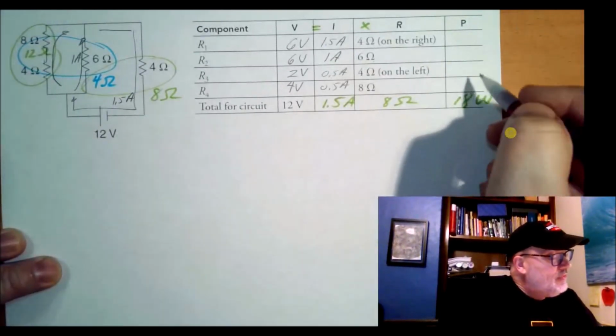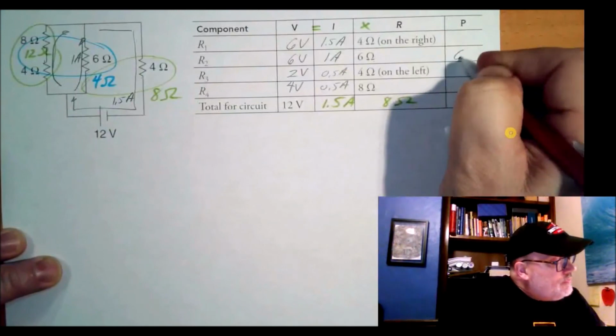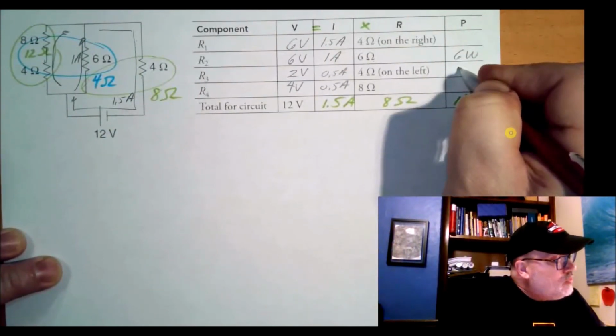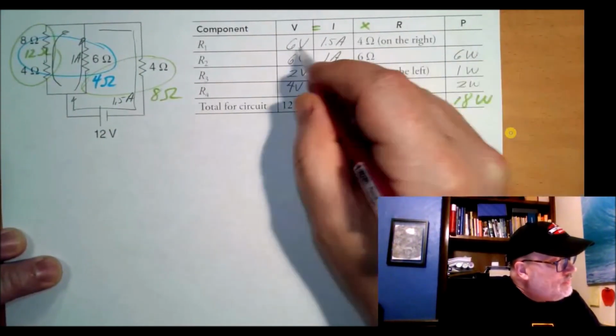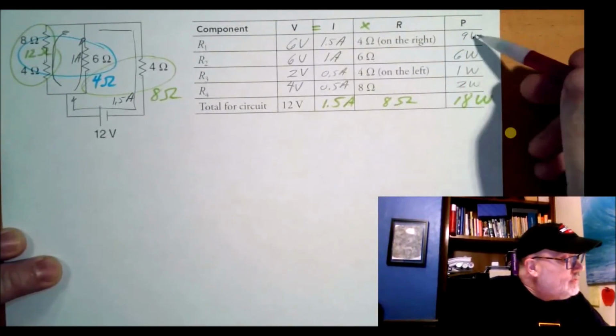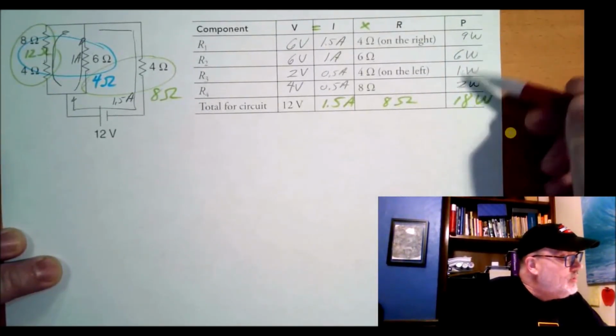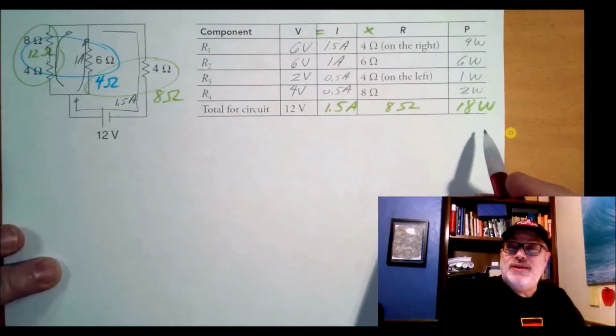All right, and then we can just fill out the power by multiplying these together. This is 6 watts. This is, what is that, 1 watt. This is 2 watts. And this would be 9 watts. And so these should all add up to this. So 9, 10, 11, 12, and 18. So that's perfect. So we solved it.